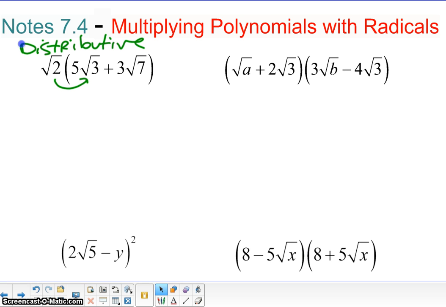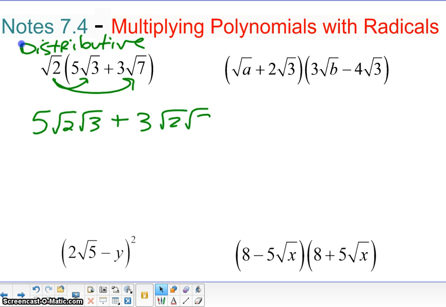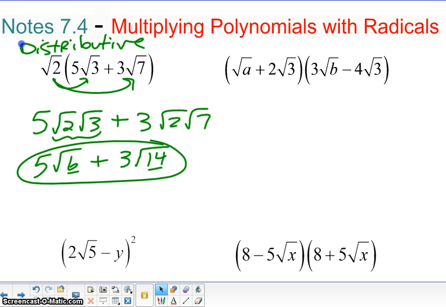Square root can only be multiplied with square roots, so it's going to look like this. 5 times square root of 2 and square root of 3. 3 square root of 2 and square root of 5. The only thing we can put together is the square roots. So it would be 5 radical 6 and 3 radical 14. Neither one of those have common factors, so there's no way that we can break that down any more than what it is already. So that's going to be our final answer.